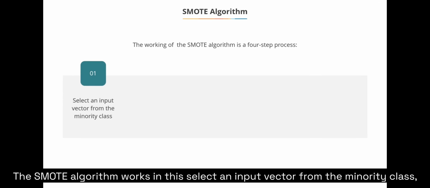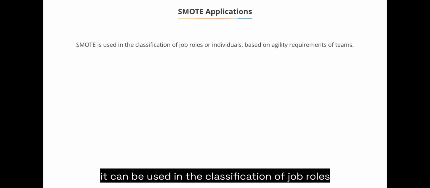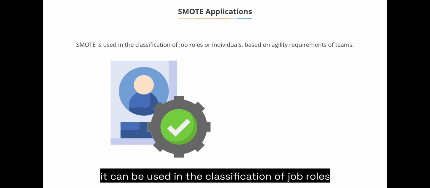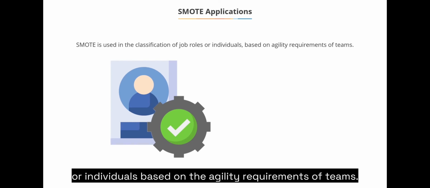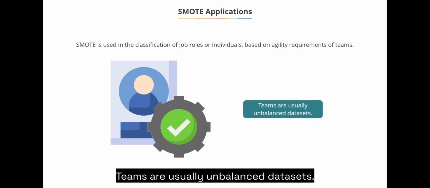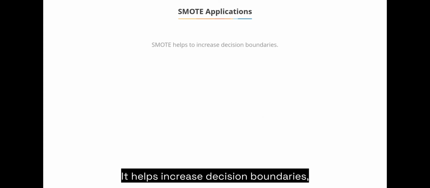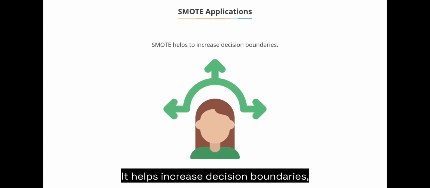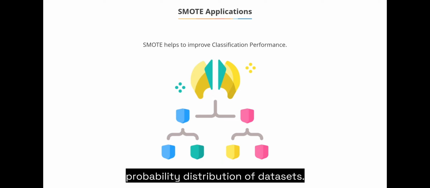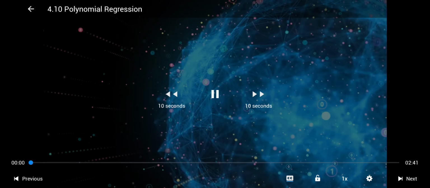Applications. SMOTE is used to balance data for classification problems where one class is more than another. It can be used in the classification of job roles or individuals based on the agility requirements of teams. Teams are usually unbalanced datasets. It helps increase decision boundaries. It helps improve classification performance by enhancing the probability distribution of datasets.